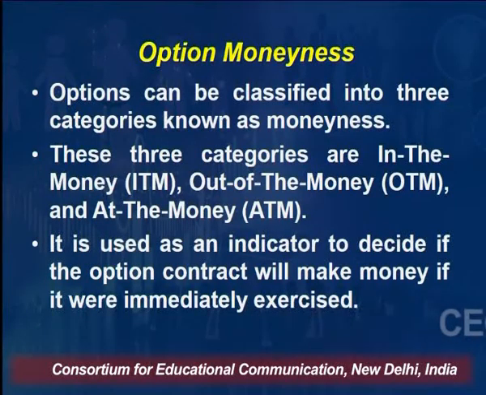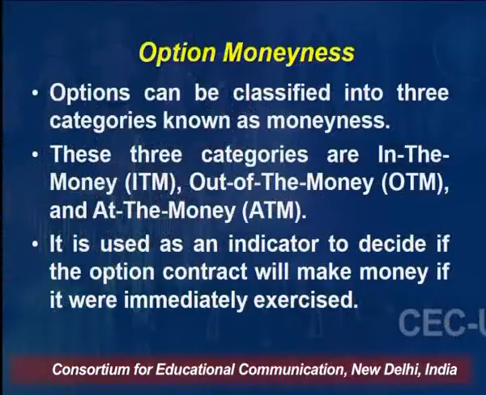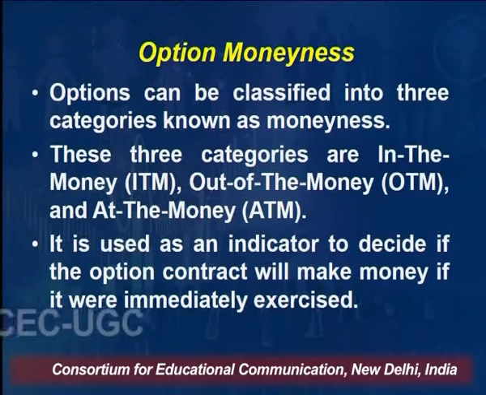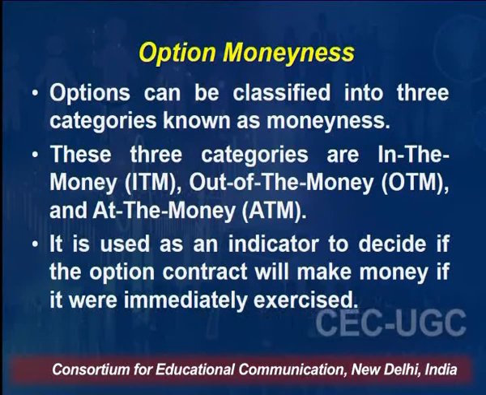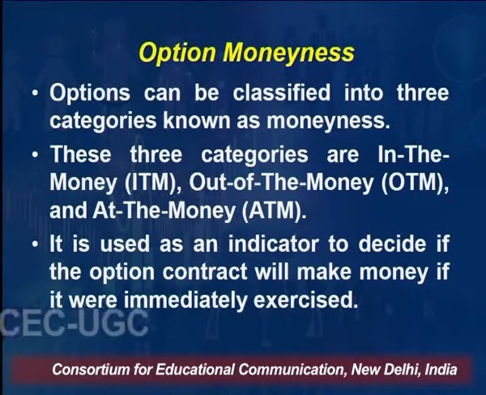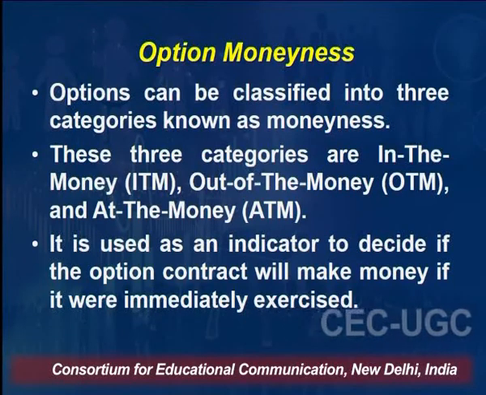Options can be classified in 3 categories known as moneyness. There are 3 different situations: in the money, out of the money, and at the money. Let us talk one by one. In the money means when it is beneficial to exercise the right. It is used as an indicator to decide if the option contract will make money if it were immediately exercised.